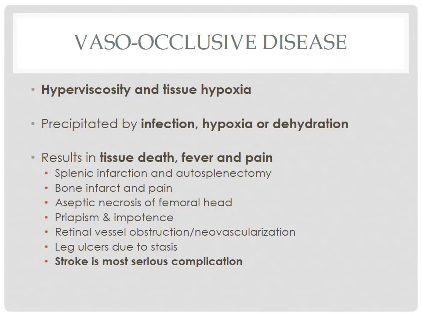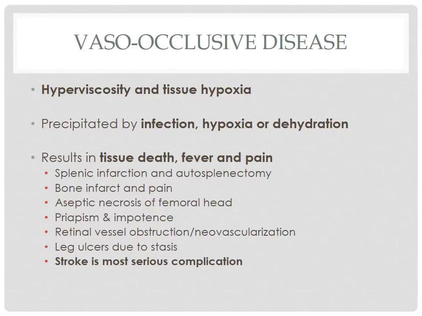Vaso-occlusive disease. In sickle cell, there is hyperviscosity and tissue hypoxia, which can cause occlusion of vessels. This is brought on by infections, hypoxia, or dehydration, and this can cause a variety of symptoms, but the most concerning are tissue death, fever, and severe pain. A couple examples of types of vaso-occlusive disease that you'll see would be infarction of the spleen, or autosplenectomy, which means the infarction causes the spleen to necrose and die.